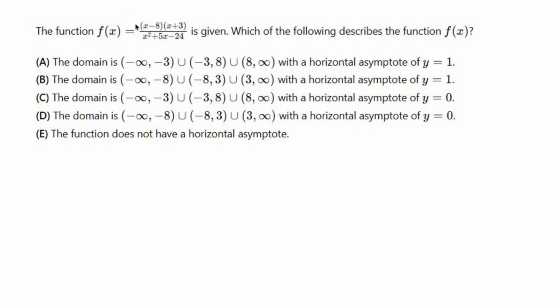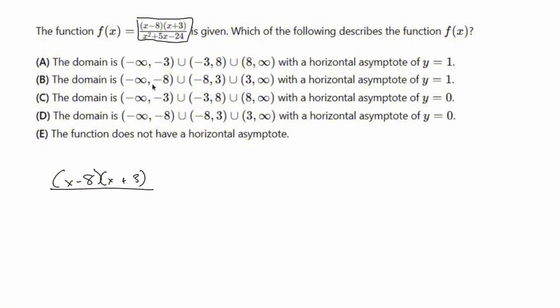So this is what I have to do. I'm going to change this problem in two ways first. The first way that I'm going to change it is going to help me find the domain. So I'm not going to change the top. I'm going to leave the top factored out like so. What is that, a 3? I almost made it an 8. Whew. I'm going to leave the top factored out like that.